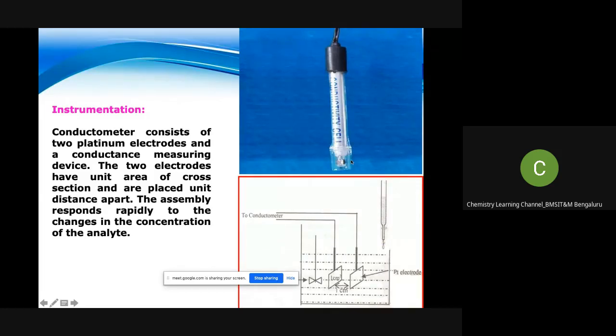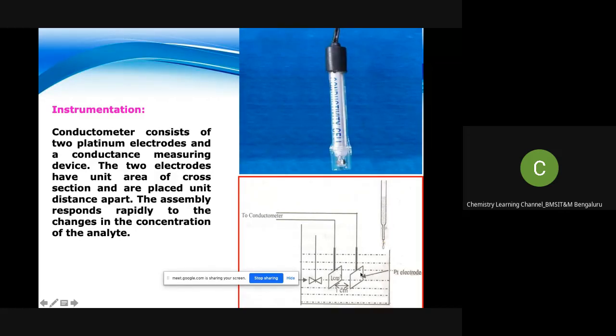It consists of 2 platinum electrodes. Here you can see a shiny plate at the bottom. Silver kind of, black kind of plates, you can see 2 plates are there here. So these are nothing but the 2 platinum electrodes. Okay, in order to make it properly observable, I have given this figure.